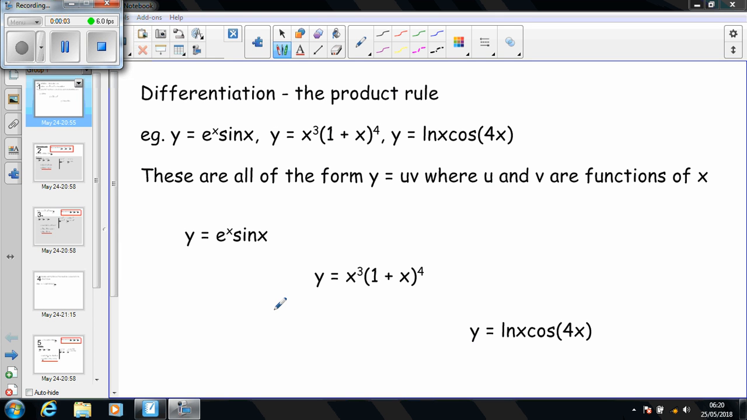Today we're going to look at two rules for differentiation. The first of these is the product rule. Now a product is where you've got two functions multiplied together. Each of them is a function of x. We call these u and v.